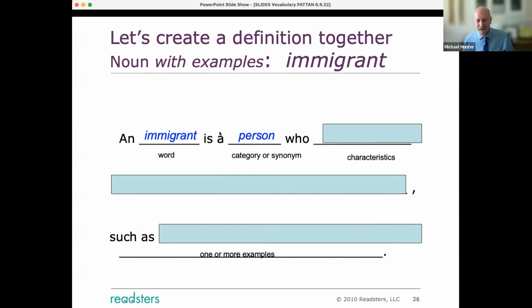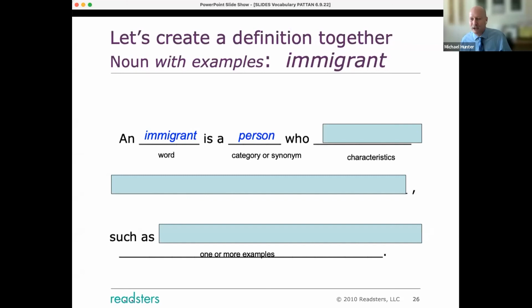So we've got leaves their home to go to another country, who moves countries, migrates from one country to another, comes from another country to begin a new life, has moved to a new country, person who leaves their country to find a better place, world traveler, moves from one country to another, who migrates to other areas, who moves to a new country. Okay, you guys have lots, relocates from one country to another.